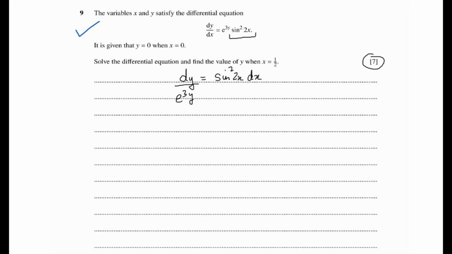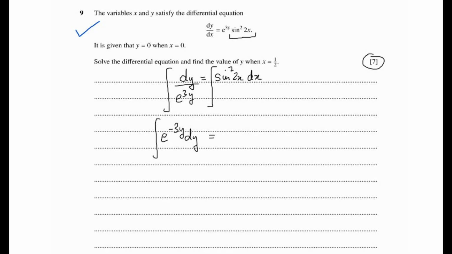Now it's set up for integration, so we integrate both sides, and using the rules I mentioned in the previous question, we have to decide what type of integration to carry out on these. For e to the power of 3y, we know that we have an integral for e to the power of x. So we just take the e to the power of 3y, make it a negative exponent and take it up to the numerator. And that way we've set it up for integration.